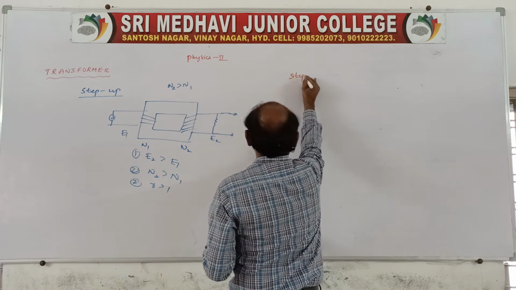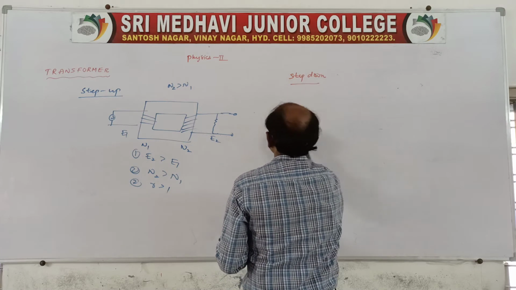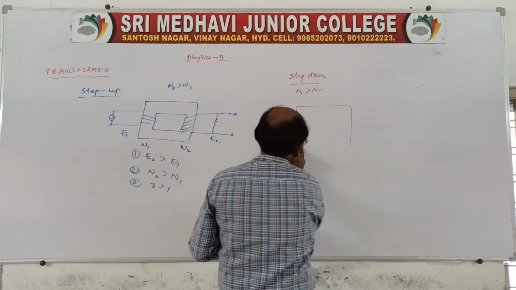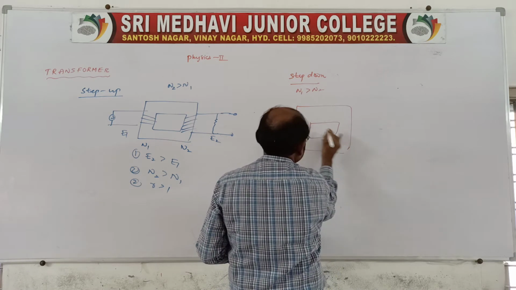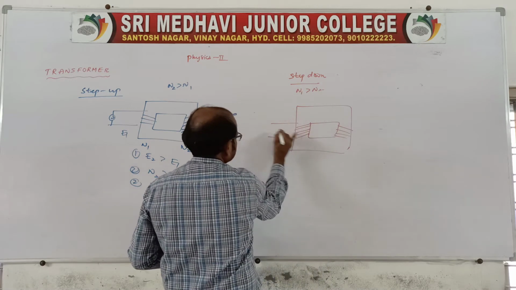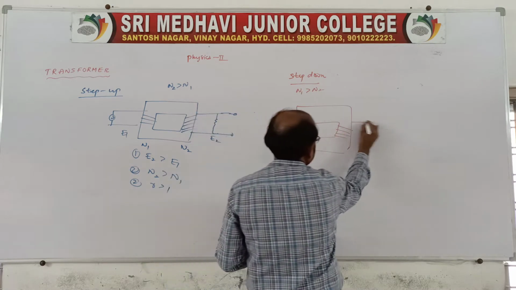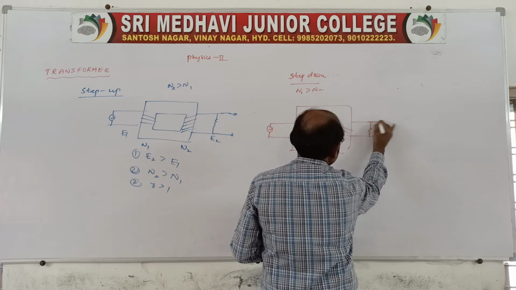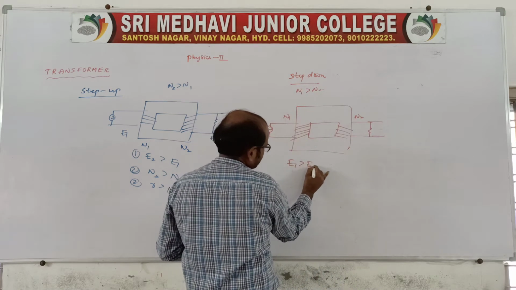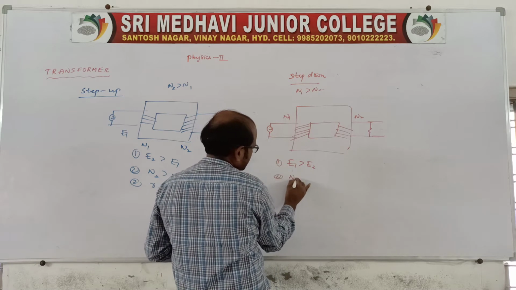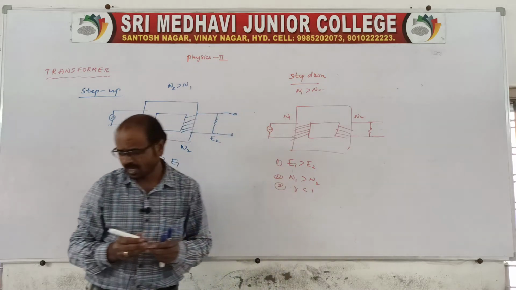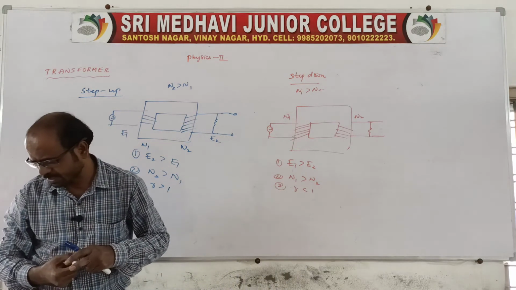Sir, what is meant by step down? Step down is again where N1 is greater than N2. That means the number of turns in the primary must be greater than in the secondary. You take the AC source like this, and here we have the load resistance, with N2 and N1. Here also E1 is greater than E2, the number of turns in the primary is greater than in the secondary, and R is less than 1.